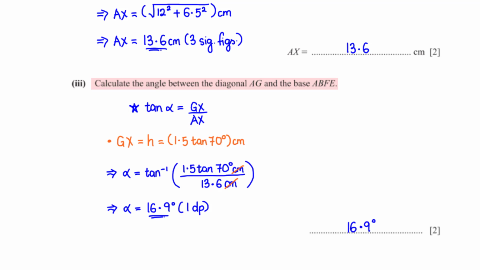We found AX in the previous question as 13.6 centimeters. GX is the same value as h, which we found in part a as 1.5 times tan 70 centimeters. When we make alpha the subject of the equation and substitute the values of GX and AX into the equation, this is what we get. When we type this into the calculator, we get 16.9 degrees rounded to 1 decimal place.